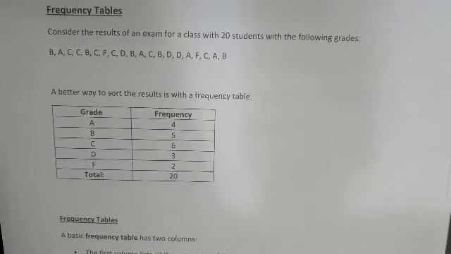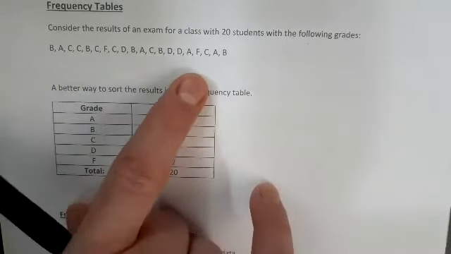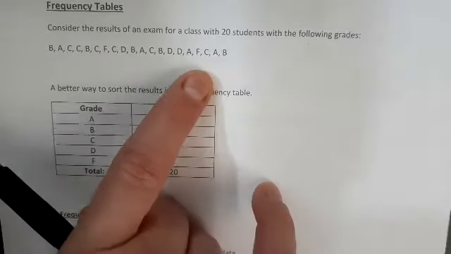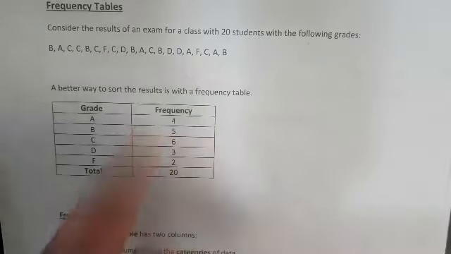If you think about it, frequency is how often something happens. So if we consider these results for a class of 20 students, these are the results of some sort of exam that they took. If we look at this data, it's really kind of hard to read. You wouldn't want to read this raw data up here. So a better way to look at this sort of thing is to get a frequency table.